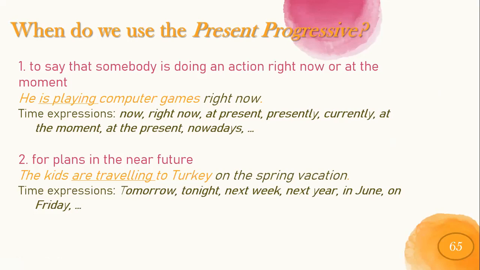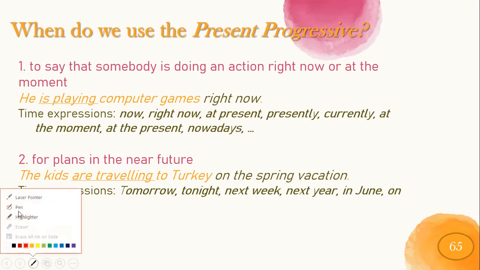Okay, so let's talk about the way we form the verbs in the present progressive. How do we form the verbs in the present progressive? Look at these two examples. He is playing computer games. The kids are traveling to Turkey. Where is the verb in the first sentence?